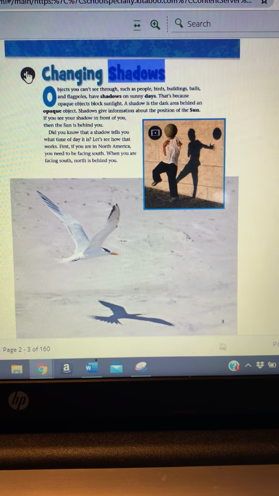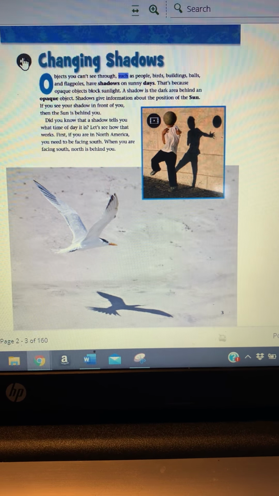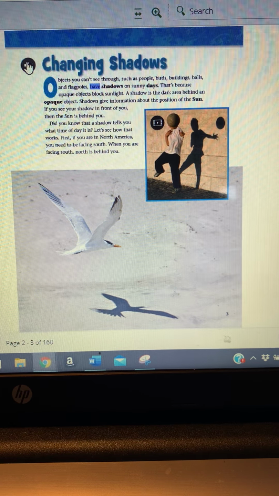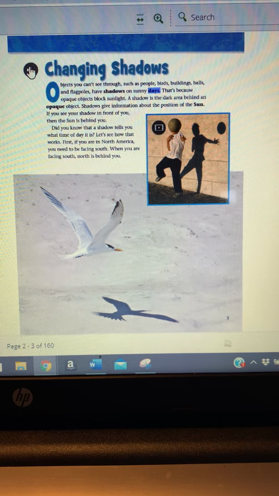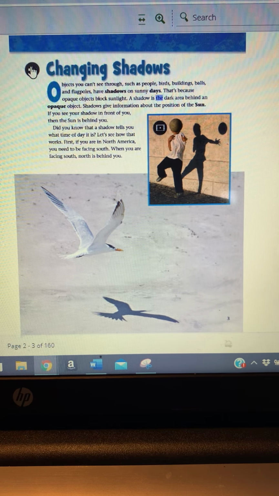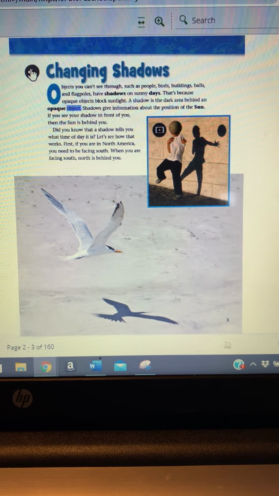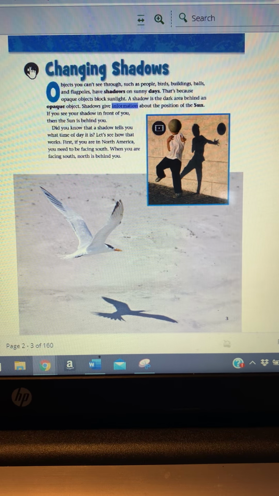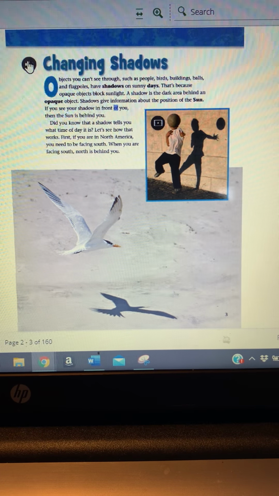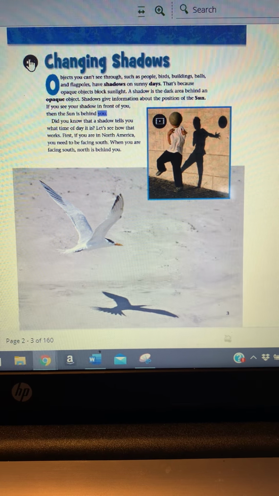Changing shadows. Objects you can't see through, such as people, birds, buildings, balls, and flagpoles, have shadows on sunny days. That's because opaque objects block sunlight. A shadow is the dark area behind an opaque object. Shadows give information about the position of the sun. If you see your shadow in front of you, then the sun is behind you.